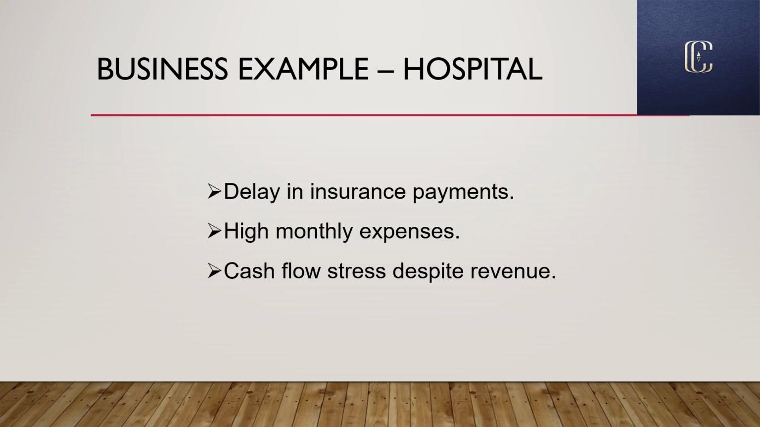For example, monthly hospital revenue is 1 crore rupees, but the insurance payment pending is 60 lakh. Actual cash received is 40 lakh rupees only. The monthly expenses are 70 lakh. The result is the hospital earns the profit in accounts, but cash available is less than expenses. So the hospital faces cash shortage despite good revenue.